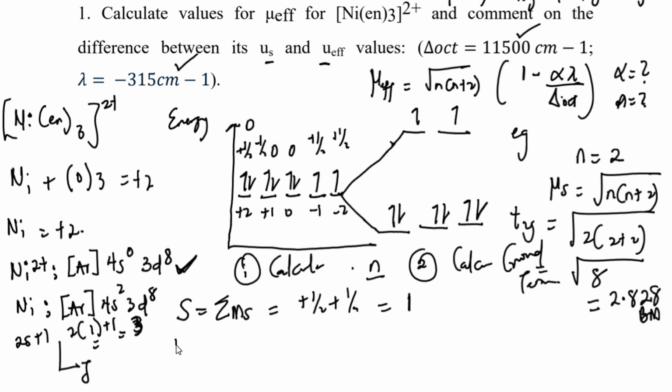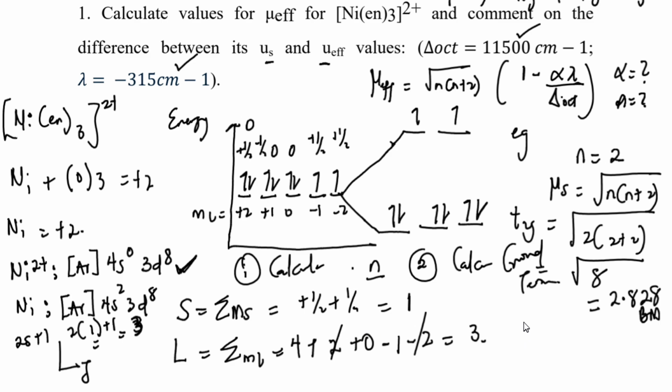So now let's calculate the L value. So L value is simply the summation of the ML, and these are the ML values, right? So we're going to have 2 electrons times 2, we're going to have 4, plus 2 electrons times 1, we're going to have 2. This one is going to give 0, and this one will give us minus 1. This one will give us minus 2. So this one cancels this, right? So we're going to have 3.